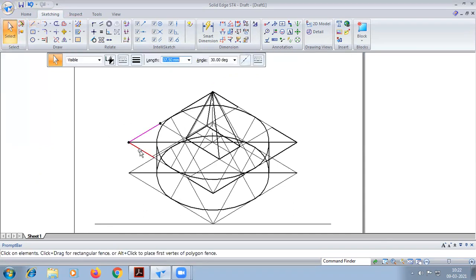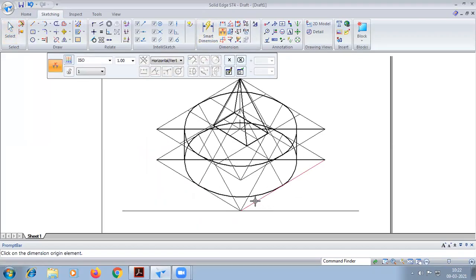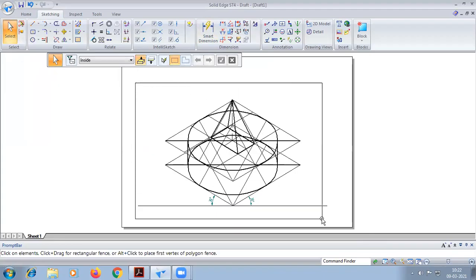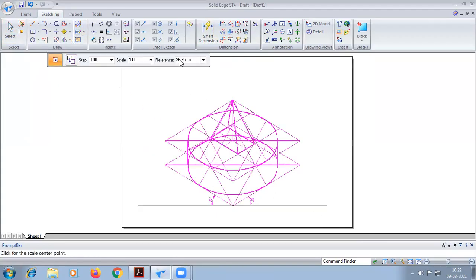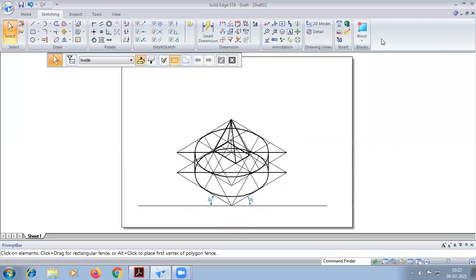So the extra lines we have drawn, we are going to remove them. So this completes the problem. So we can show the angle here. Thirty degree. So now we have to convert this into ISO meters. Okay, so this completes the problem.